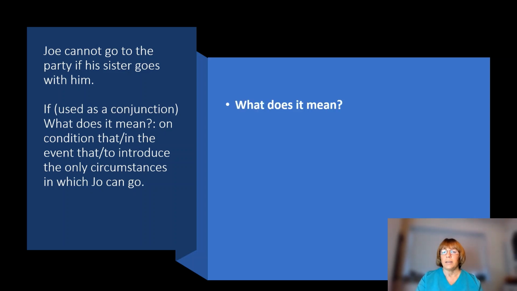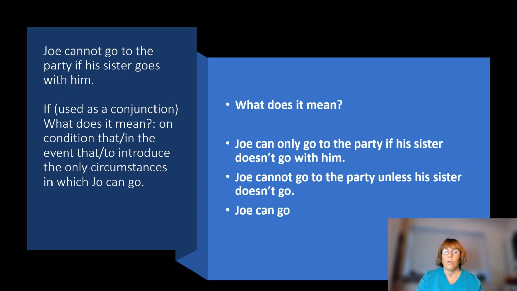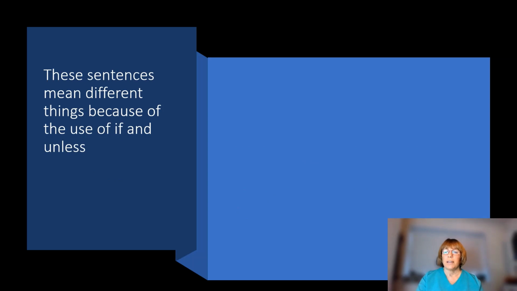You might, after you've thought about what does it mean, think about it in your own sentences. These are the sentences I would think. Joe can only go to the party if his sister doesn't go with him. Joe cannot go to the party unless his sister doesn't go. Or Joe can go to the party, his sister can't go with him. Did you get something similar to that? Good. Let's have a look at both those sentences together.